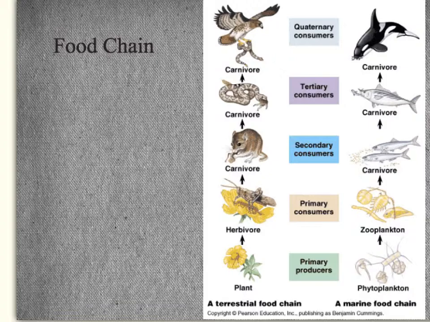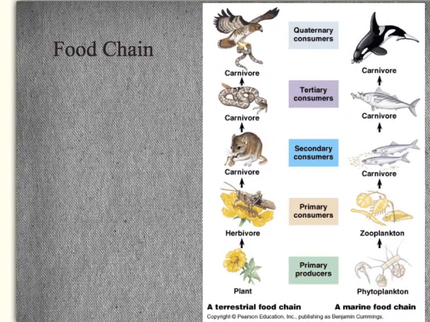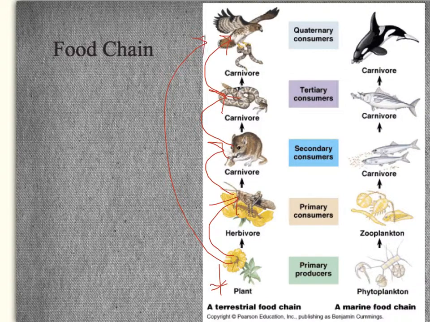So in the terrestrial, we've already seen another plant here. Our plant, the energy is transferred to the herbivore, the grasshopper. The grasshopper gets eaten by the mouse, gets eaten by a snake, and then the snake gets eaten by a hawk. So we can see that that energy that started down here eventually ends up here.